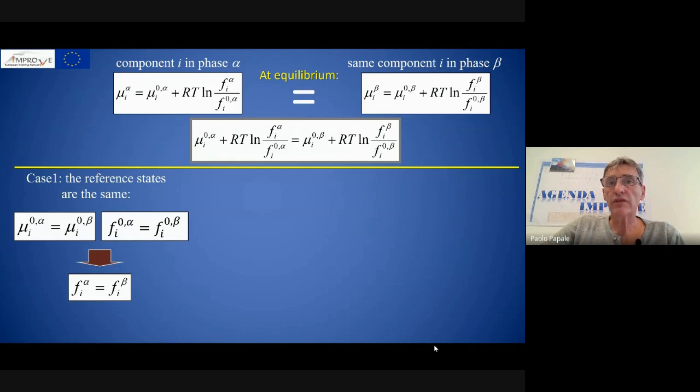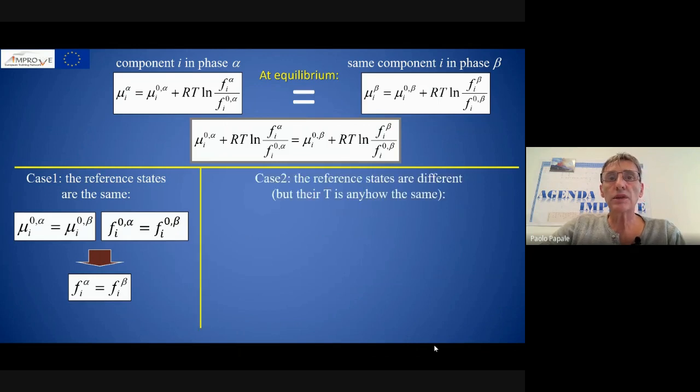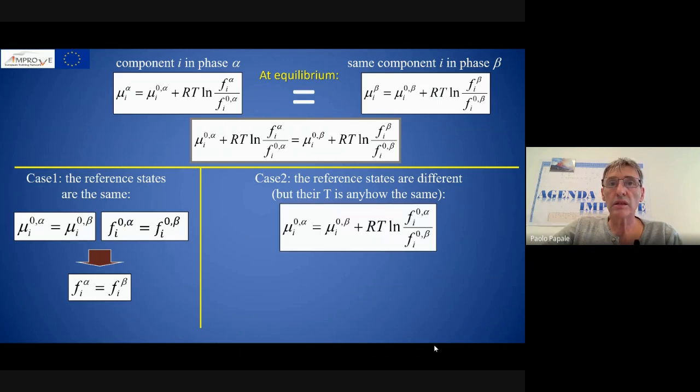Therefore, equivalence of chemical potentials implies equivalence of fugacities. Let's now consider the only other option, where the two reference states are different, however still at the same temperature. In this case, we can write an expression for the change of the chemical potential of component i along an isothermal path from the standard state of phase alpha to the standard state of phase beta. This is to say that in order to express the chemical potential of the reference state alpha, we refer to the reference state beta.